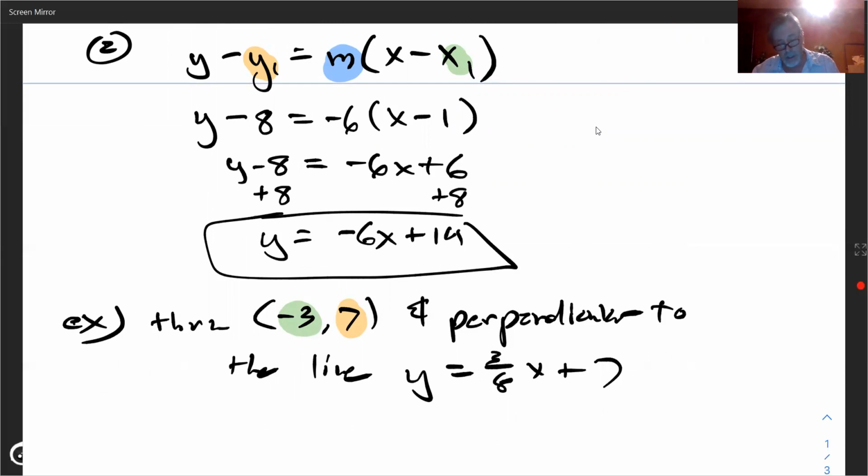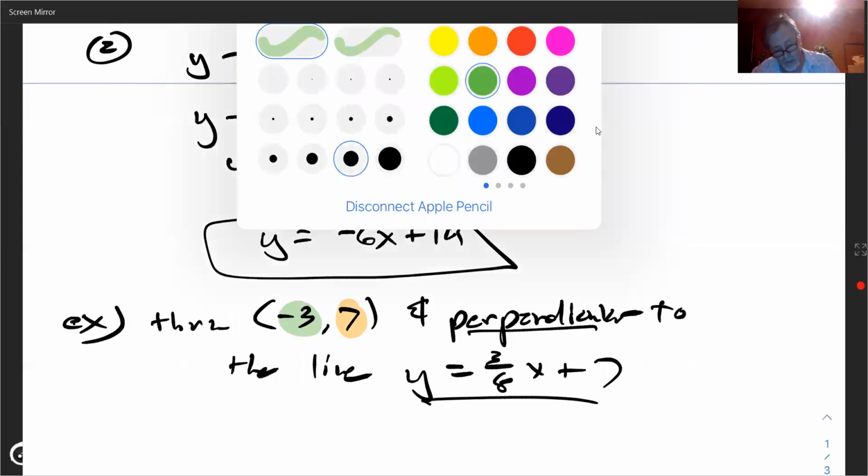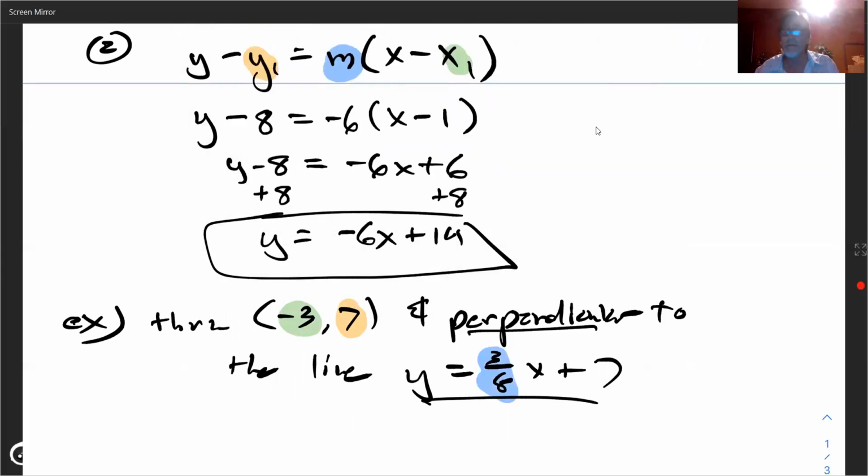The line is perpendicular to this guy. What we're gonna do is look at this guy's slope, which is right here, but perpendicular means we don't keep the same slope. We actually turn it over and change the sign. So our slope, m, is equal to -8/3, okay, because these guys are perpendicular. So that's the one we use, and away we go.